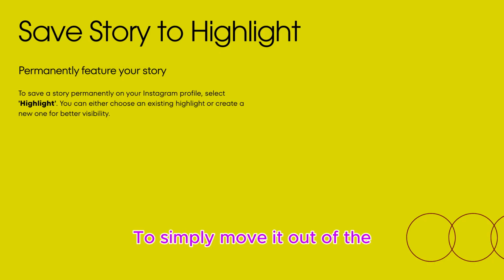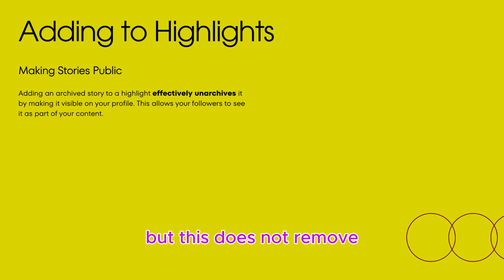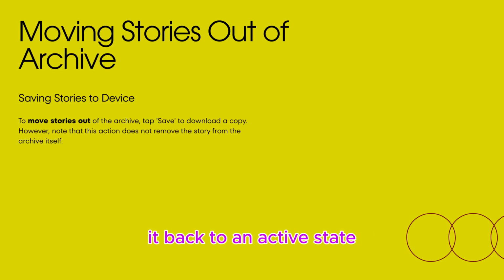To simply move it out of the archive without sharing, you can tap Save to download a copy to your device, but this does not remove it from the archive. There is no direct unarchive button that merely moves it back to an active state without sharing. You must either reshare it or feature it in a highlight.